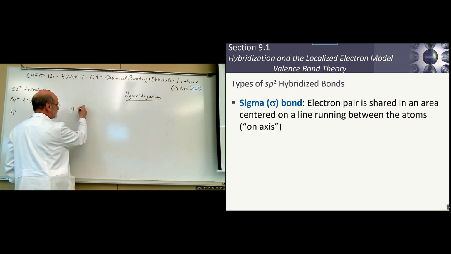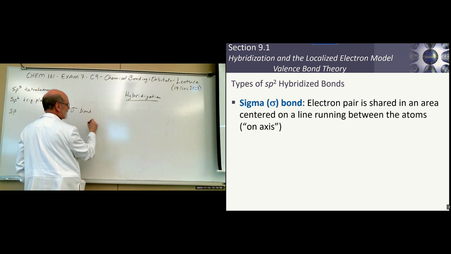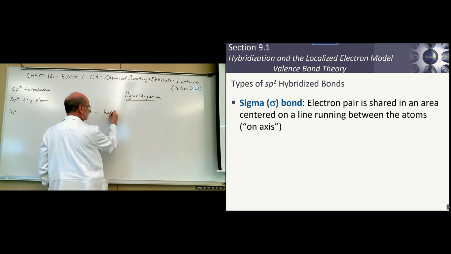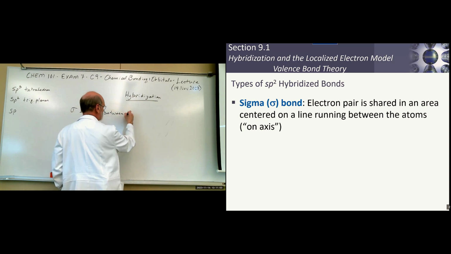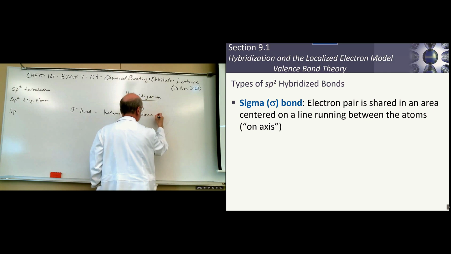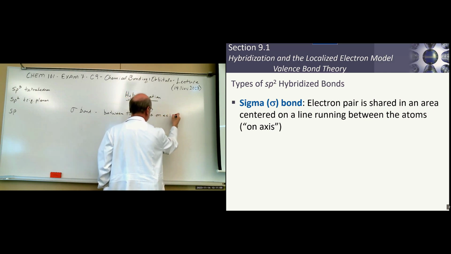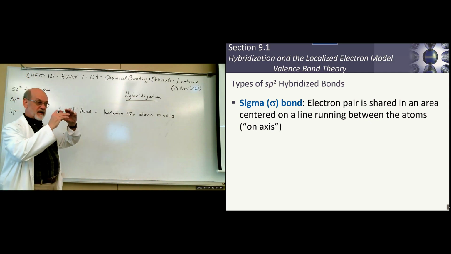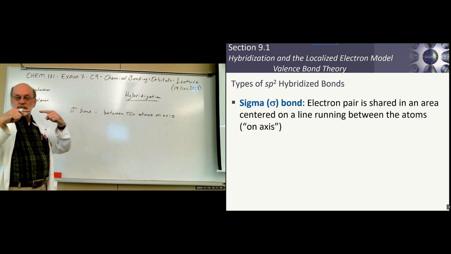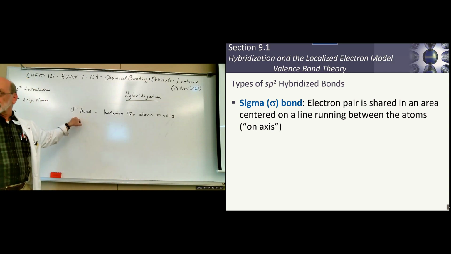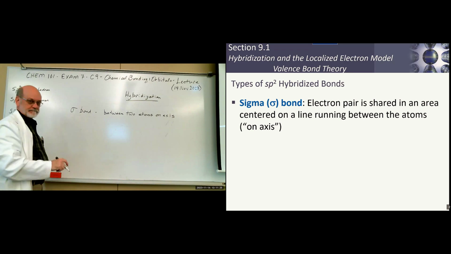A sigma bond is between two atoms on axis. That is, the electron density in the bond is on axis between the two atoms. So that means there can only be one sigma bond between two atoms. One and only one.